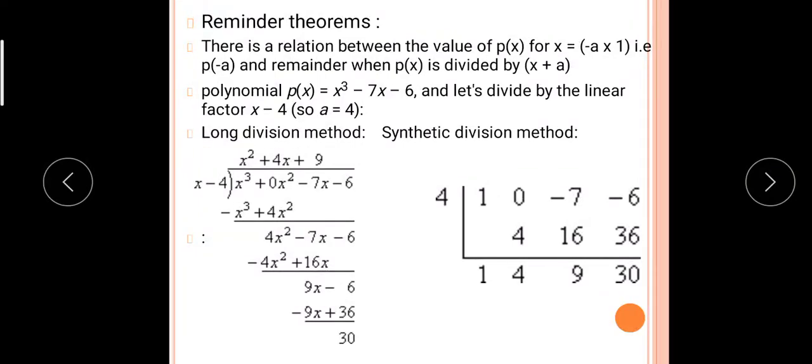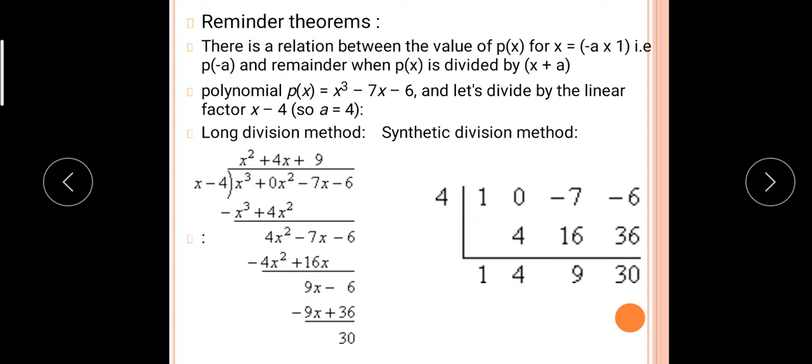Good morning, students. In the last session, we solved the value of a polynomial: how to find the value of a given polynomial when the value of the variable is given. Now, in this session, I am going to explain two very important theorems, the remainder theorem and the factor theorem. Firstly, we will see the remainder theorem.